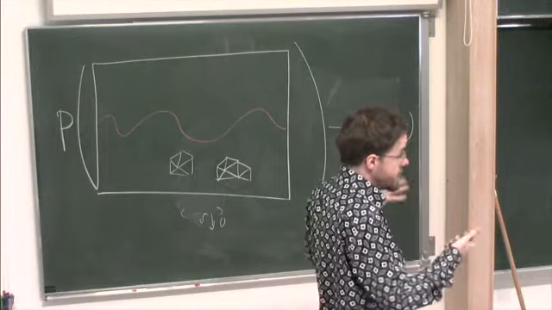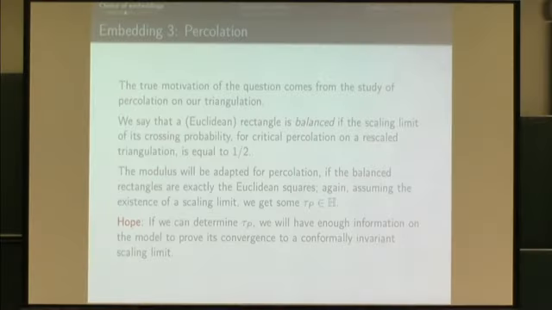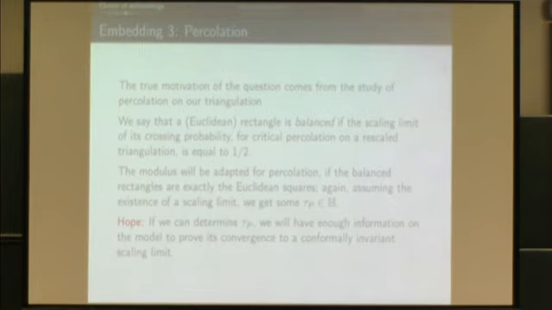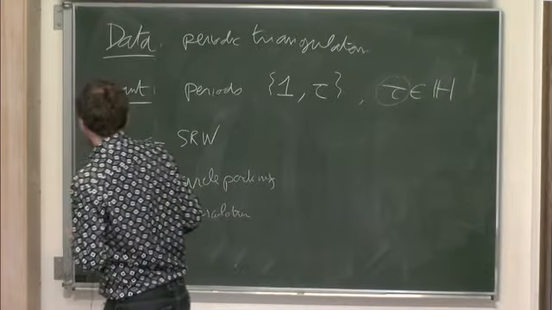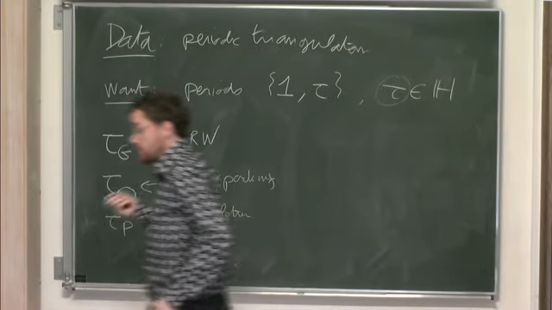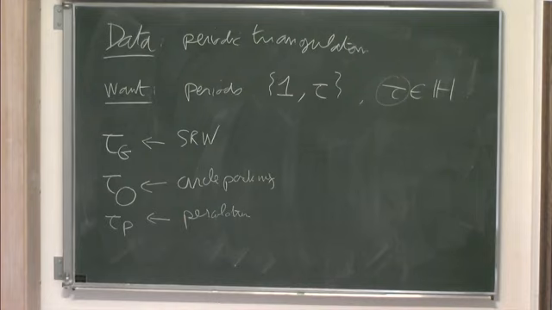And if you have this, then you expect that the scaling limit has to be rotationally invariant, and then there's hope that maybe the scaling limit is SLE. So you get this tau p, which comes from percolation. Okay, so that's three choices, and the last choice, it also has been mentioned several times this week.